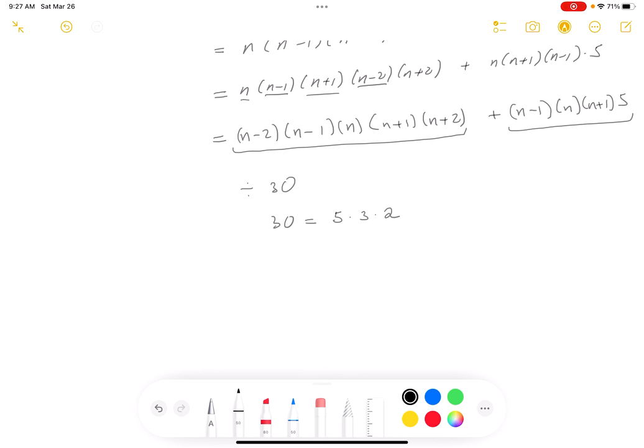Well, it's 1, 2, 3, 4, 5. That's 5 consecutive integers. And we know that 5 consecutive integers is divisible by 5 factorial, just like 3 consecutive integers is divisible by 3 factorial. What's 5 factorial? It contains a 5, a 4, a 3, and a 2. It covers them all. So both of those are divisible by 30. All right? Thank you.